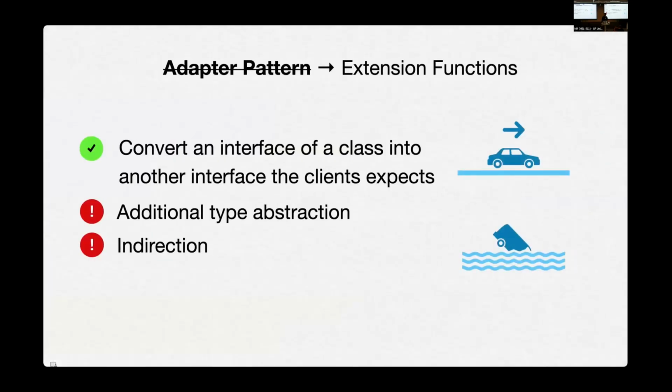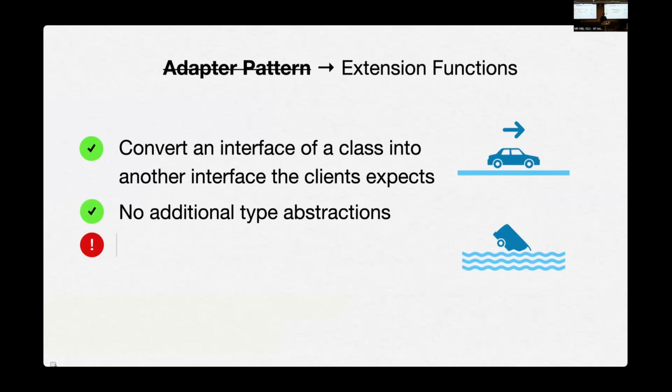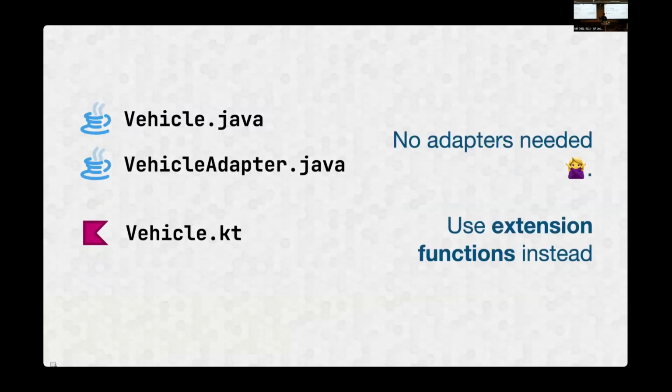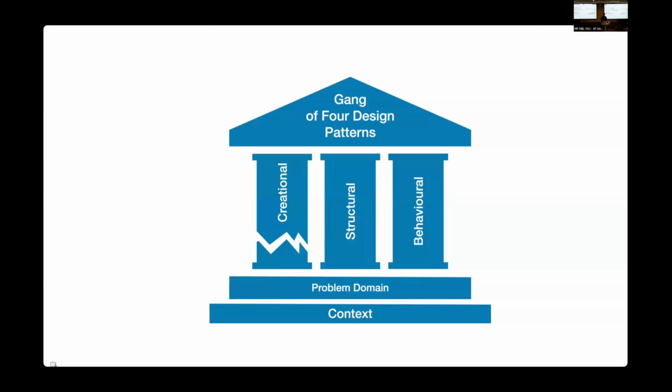Okay, so just by avoiding that extra adapter class, we've avoided adding extra type abstraction. And we also maintain the directness, which is making it more readable. Yeah, so when you're writing classes in Kotlin, you wouldn't actually need an adapter. Most of the time, pretty sure all of the time, you can just write an extension function. So in Kotlin, no adapter is needed, just write extension functions.